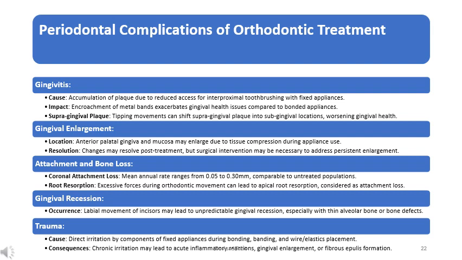Gingival recession. Occurrence: labial movement of incisors may lead to unpredictable gingival recession, especially with thin alveolar bone or bone defects. Trauma. Cause: direct irritation by components of fixed appliances during bonding, banding, and wire or elastics placement. Consequences: chronic irritation may lead to acute inflammatory reactions, gingival enlargement, or fibrous epulis formation.